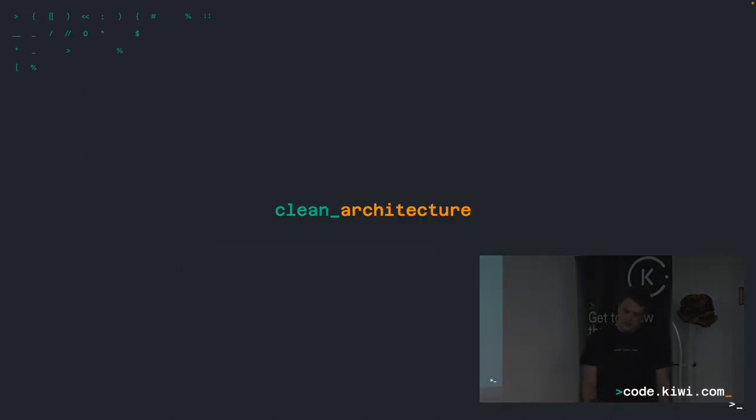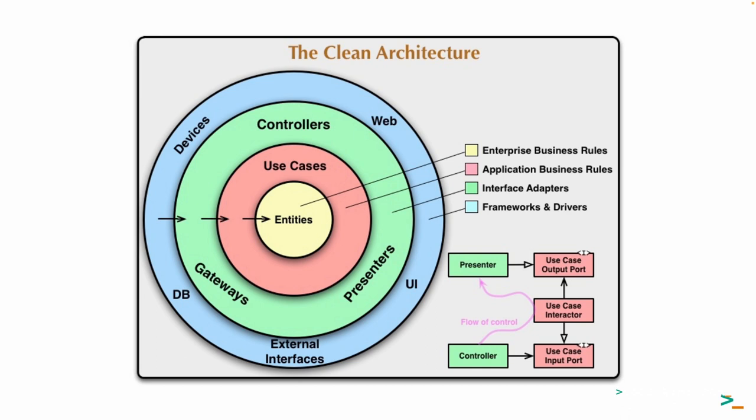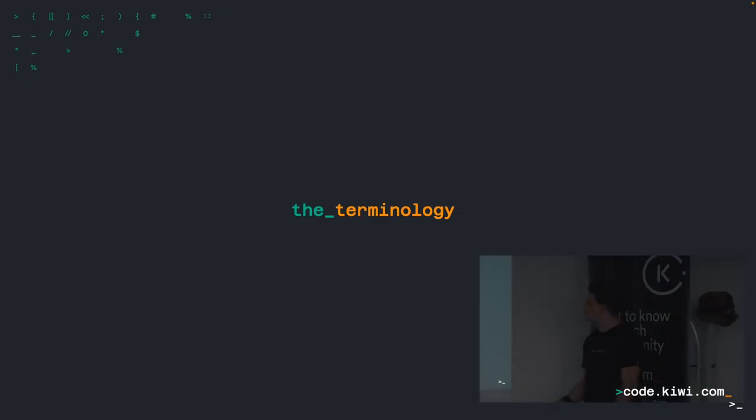So what is clean architecture? If you Google it, you see this dart target-like picture. It was coined by Robert C. Martin, also known as Uncle Bob, which is the nickname he uses within his blog posts and some other events. Later it was published as a book in 2017. I'm going to briefly go through some of the most important concepts, and then in the second part of the presentation, I'm going to talk about Android specifically.